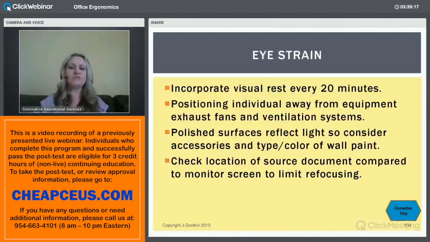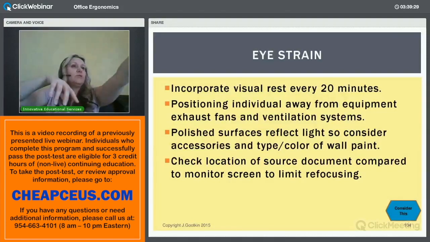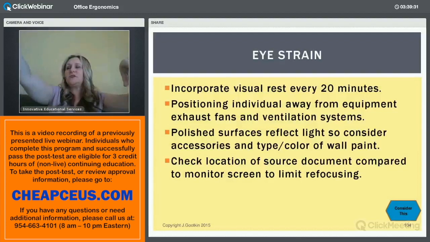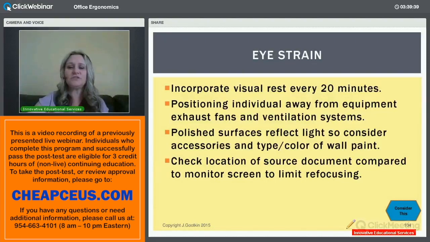Another technique that we can teach our patients is to incorporate a visual rest approximately every 20 minutes. So you're going to pick two objects that are about 20 feet away, stare at one for 10 seconds, stare at the other for 10 seconds, repeat that, and come back. That'll help decrease the eye strain for the individual. So that might be another tip that'll be helpful.